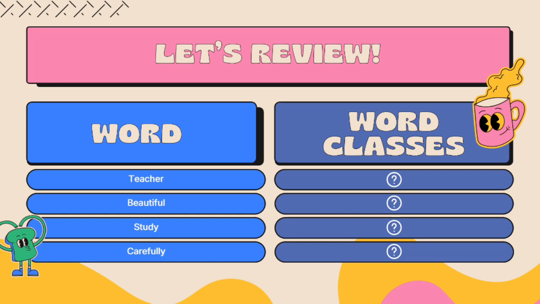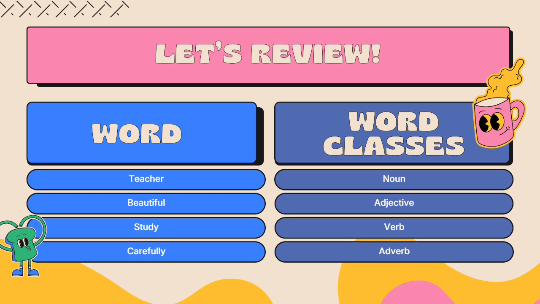Okay, let's review. What is the word class of teacher? It's a noun. What is the word class of beautiful? It's an adjective. What about study? It's a verb. And the last one, what is carefully? It's an adverb. Yay, you got this, guys.